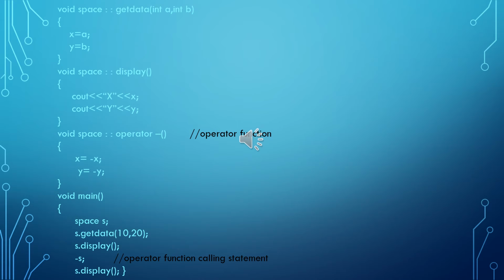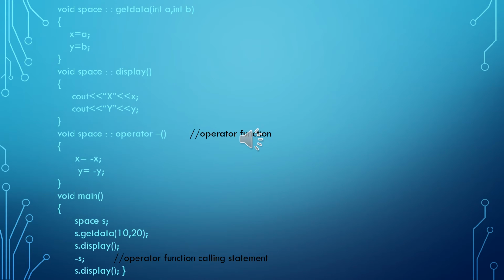Next, we are going to define the class functions outside the class by using scope resolution operator. First, we are going to see get data function. Inside the get data function, we have assigned x and y variables with the values a and b, and then the display function. Inside the display function we are going to display x and y values in the output screen using cout, and then the operator function.